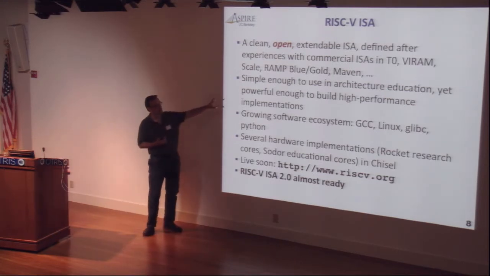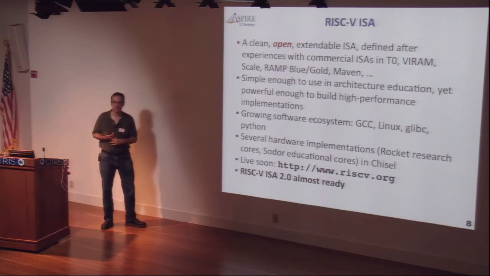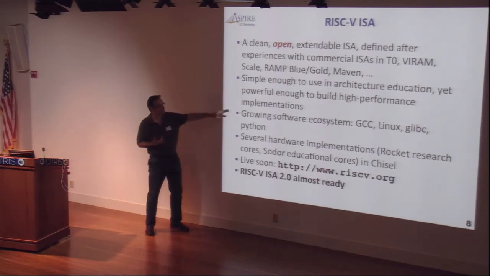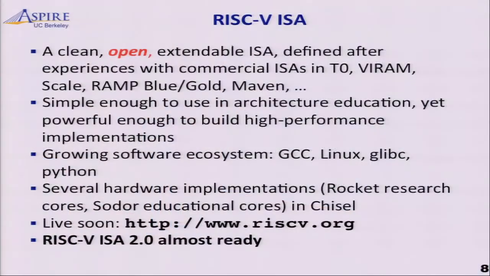And the base part of it is simple enough to use in education, but it's a realistic ISA you'd actually want to implement. So we have a bunch of experience building chips with this. We've got a growing software ecosystem: GCC, Linux, glibc, Python, and several real implementations. And all the implementations are actually written in Chisel. So we use Chisel to write the RISC-V cores and implementations.